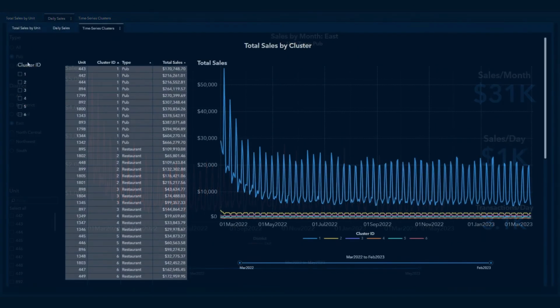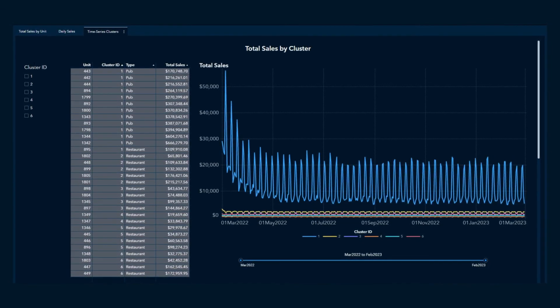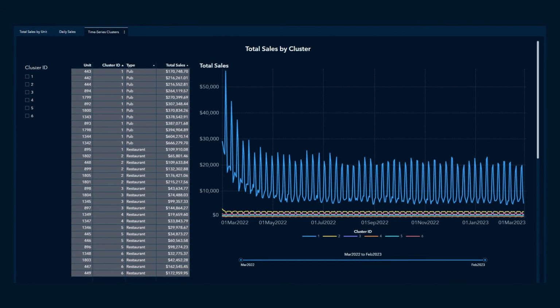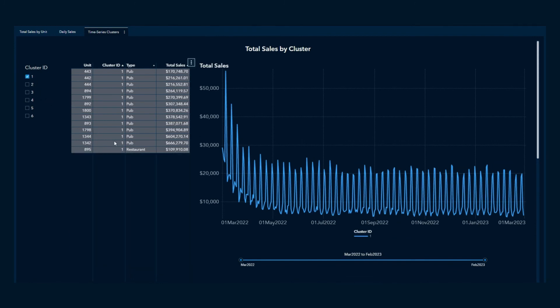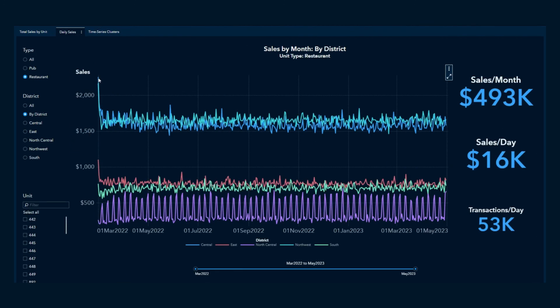Seasonal differences were prominent for restaurants in the primary business space. While most restaurants have predictable seasonality, they differ within districts. We used time series clustering to identify 6 sales patterns. Cluster 1 consisted entirely of pubs, the main business base of the city, with the exception of a single restaurant, 895, indicating it had a pub-like sales pattern.